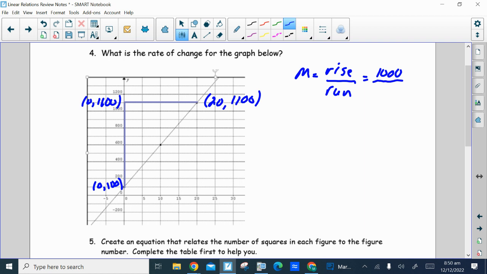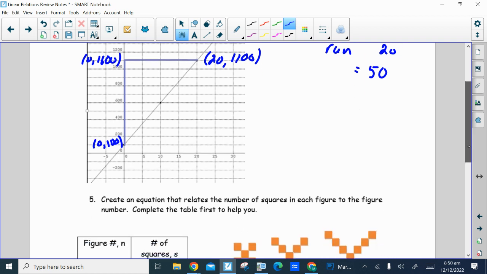Over the run, which will be the horizontal change here, the difference between x equals 0 and x equals 20. So the slope, the rate of change, is 1000 divided by 20, which I think is 500. No, 50, sorry. So there we go. That's the rate of change.